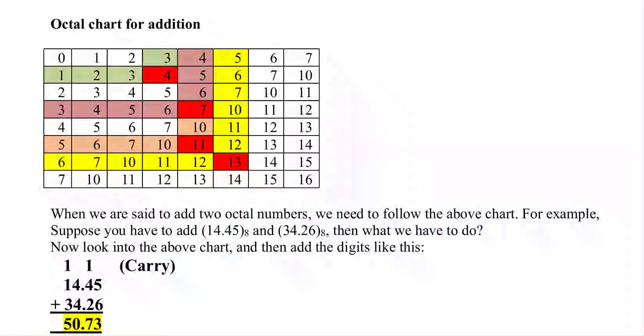Now, to do some complex octal addition and to remember this chart is a little cumbersome task. So what is the shortcut key to this? Let us see. I've here done one addition through this chart, that is 14.45 plus 34.26. If we add 5 plus 6 is giving 13, 3 comes here, 1 carry. Similarly, 4 plus 1 plus 2.